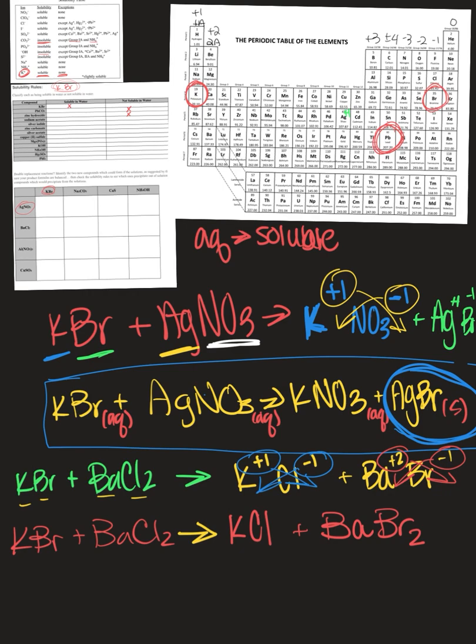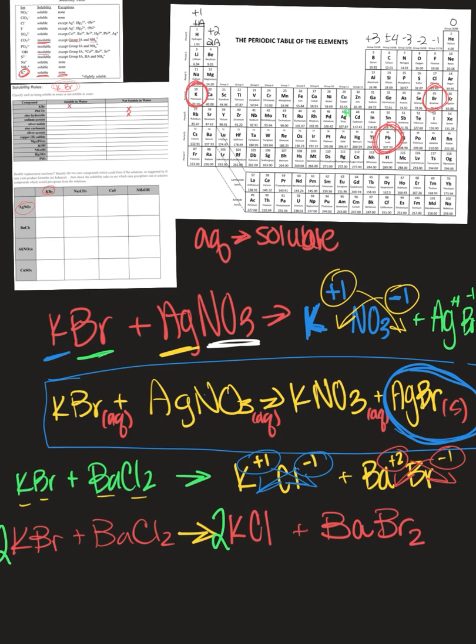Okay. So now to balance this, we need to put a 2 in front of our KCl and a 2 in front of our KBr. 2 in front of KBr and a 2 in front of KCl. That balances it because now we have the same on each side.